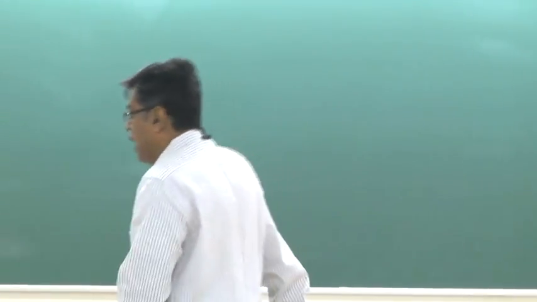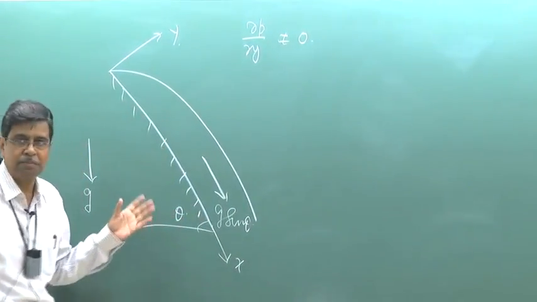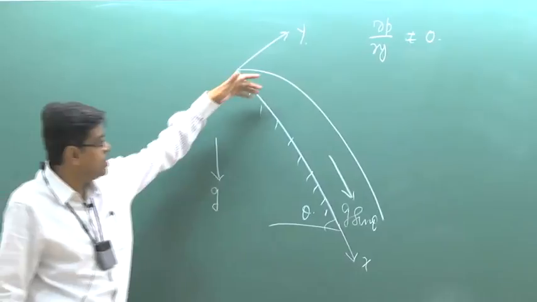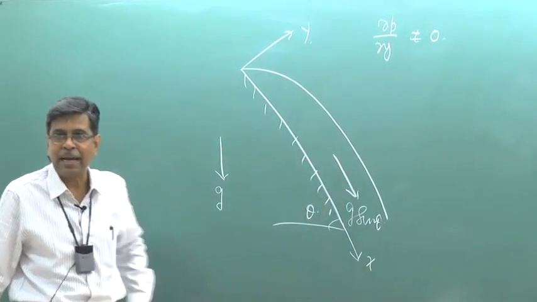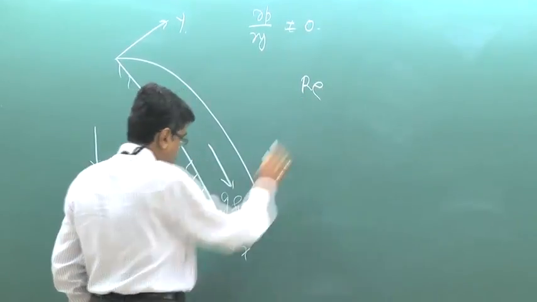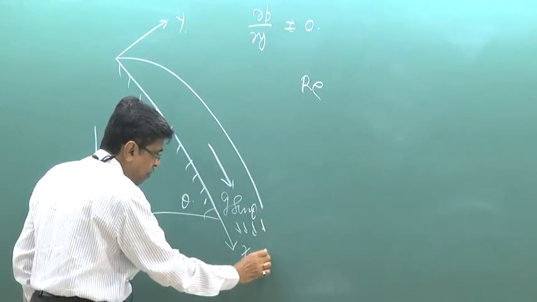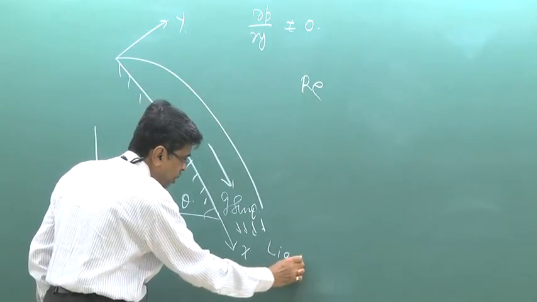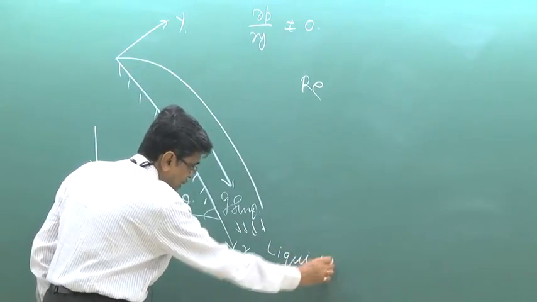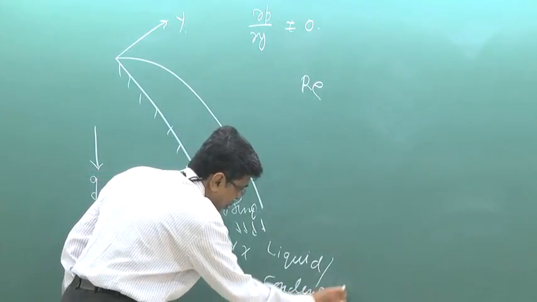Okay. Now, I will tell you something just before closing this discussion. This flow takes place like that, and there is a Reynolds number for condensate flow. You know, this is the condensate flow. This is the liquid film, the liquid film flows, and the liquid is known in practical terminology as condensate.